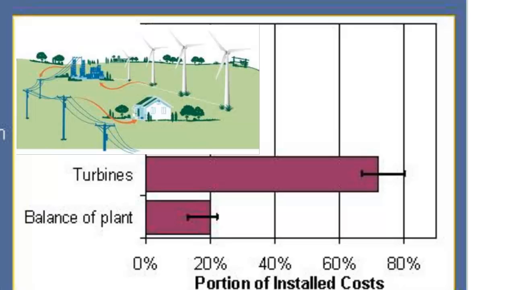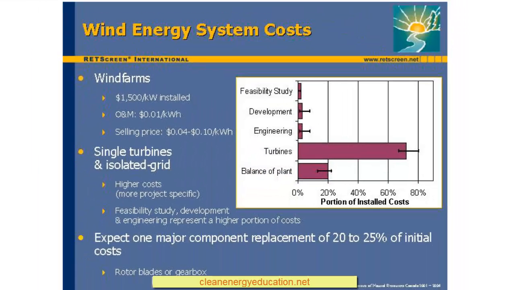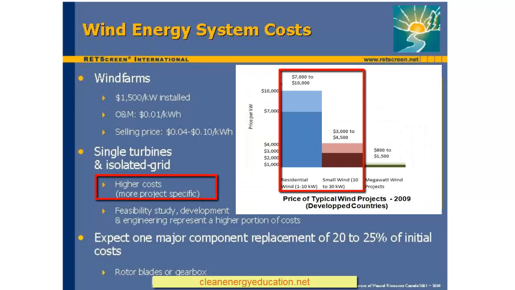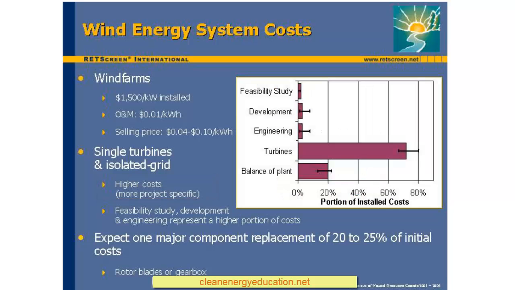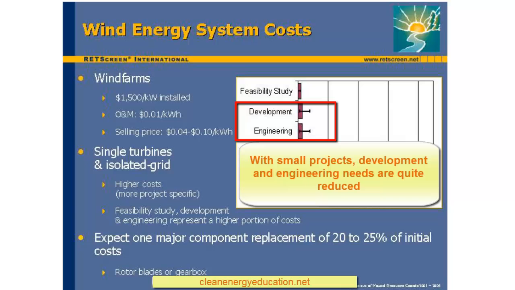Balance of plant, which includes electricity transmission lines and substations, is the second most important item, at about 20% of the installed cost. When single turbines are installed outside of a wind farm, or when turbines are installed on an isolated grid, costs tend to be higher. The portions of the total installed cost that are accounted for by the feasibility study, development, and engineering also tend to increase.